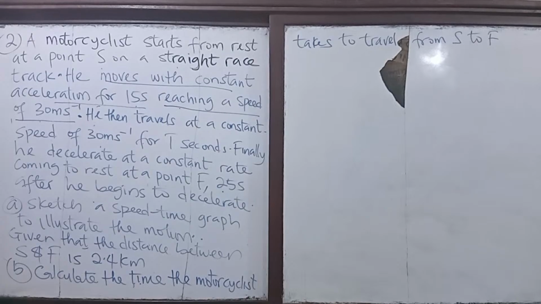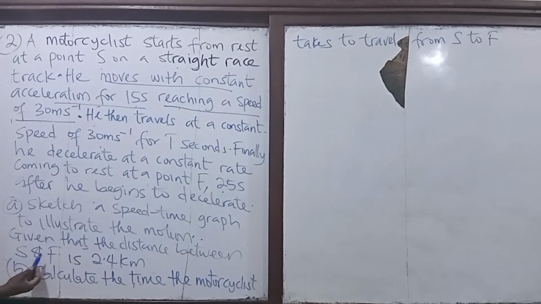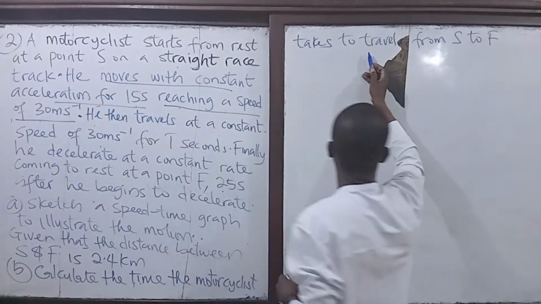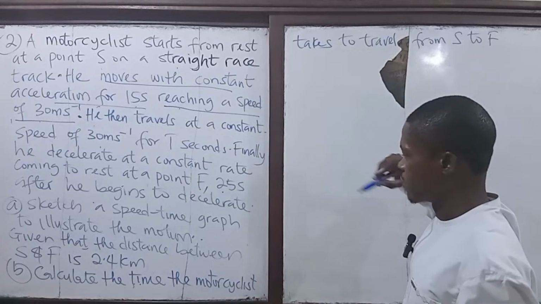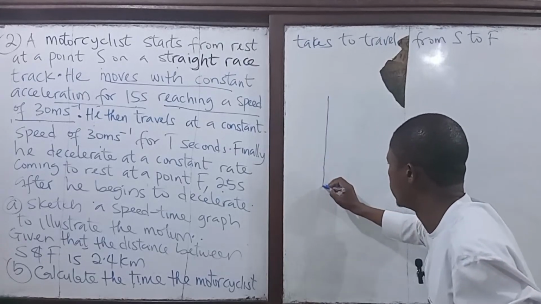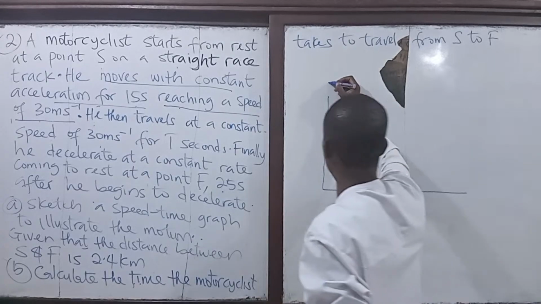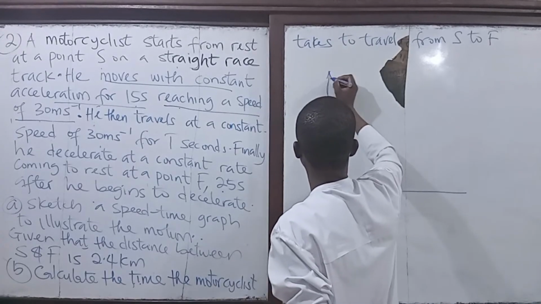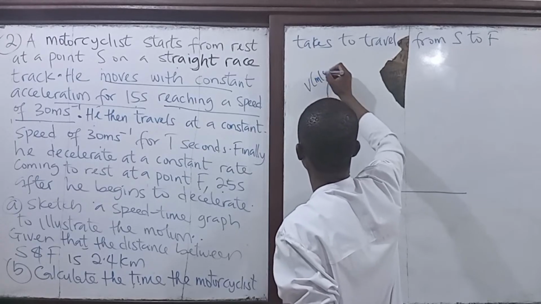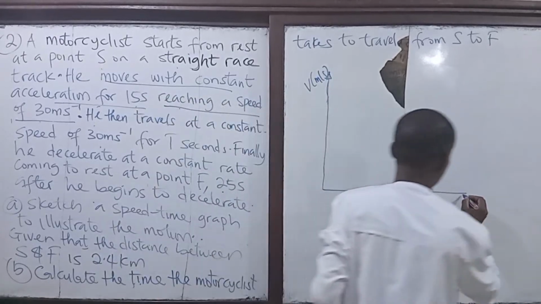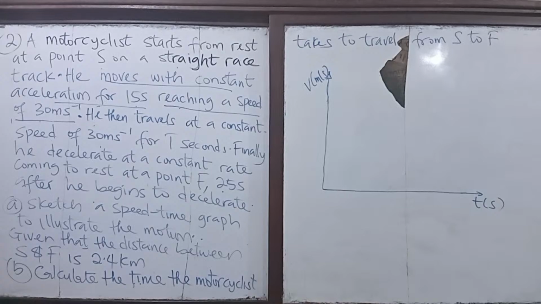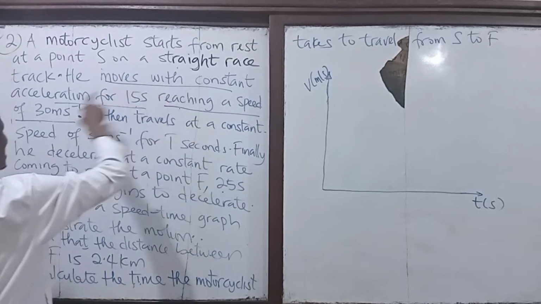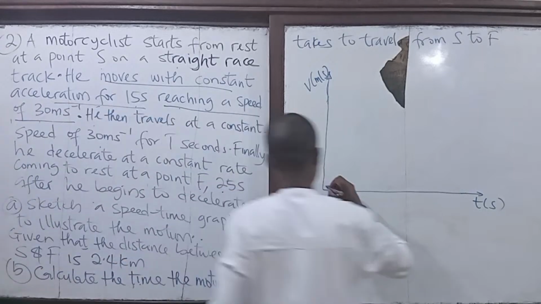Given that the distance between X and F is 2.4, calculate the time the motorcyclist takes to travel from X to F. So what we do, let's quickly sketch the velocity-time graph. This will be your velocity, your speed on the vertical, and this will be your time on the horizontal. We are told it moves with constant acceleration for 15 seconds. Acceleration will be here.